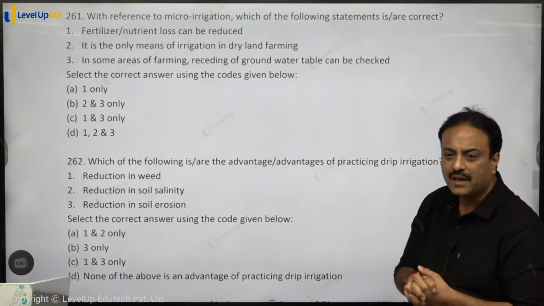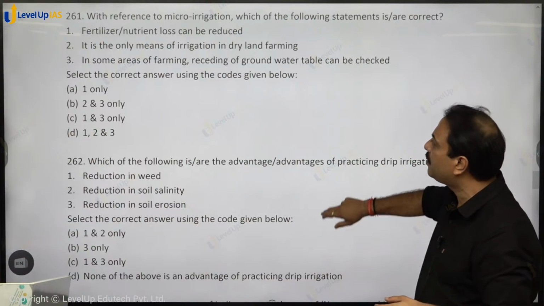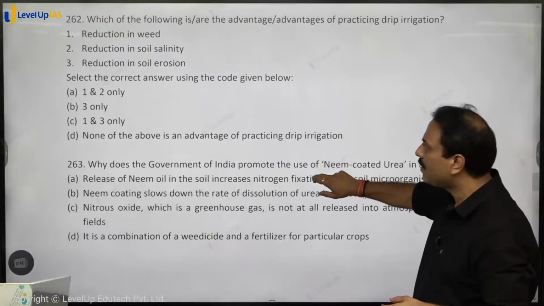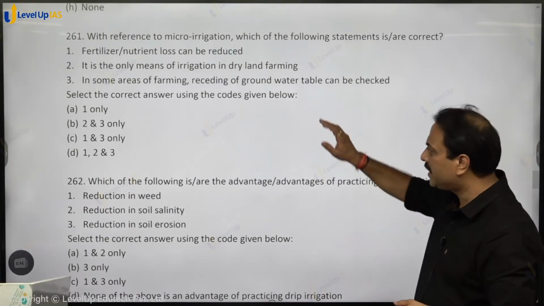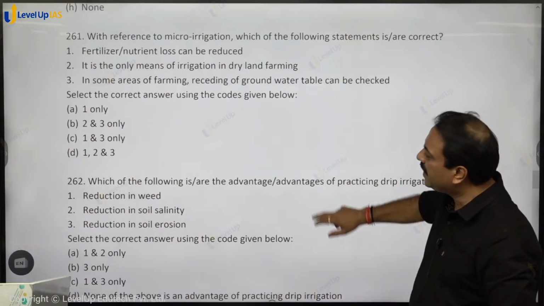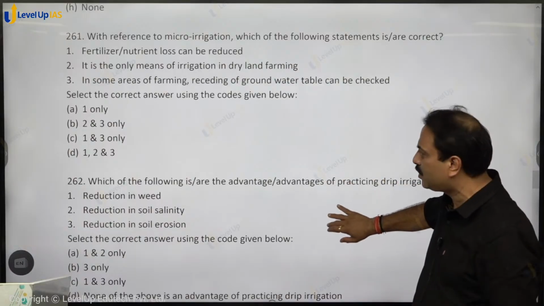So all three will be there. So 1, 2, 3, option D, D for dog shall be the right answer. Sorry, statement 2 is the wrong one. So 1 and 3, option C, C for cat, should be the right answer.